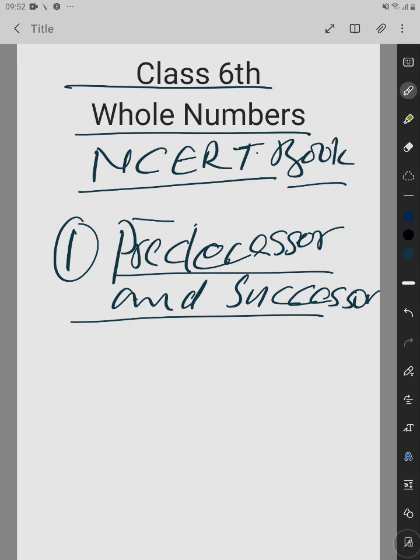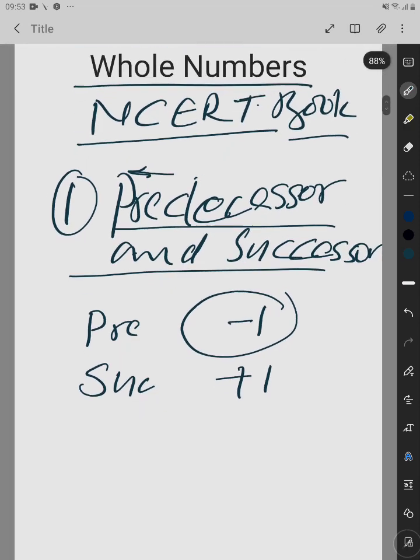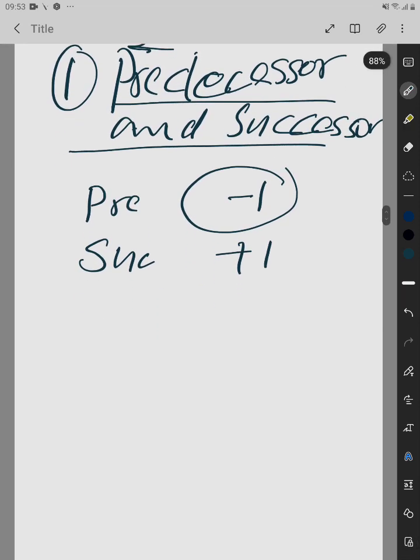Pre means backward. For example, prehistoric means before history. Successor means after. So if you want to calculate the predecessor of any number, you have to subtract 1. Similarly, if you want to get the successor of any number, you have to add 1. Now let's find out something from what we have explained.